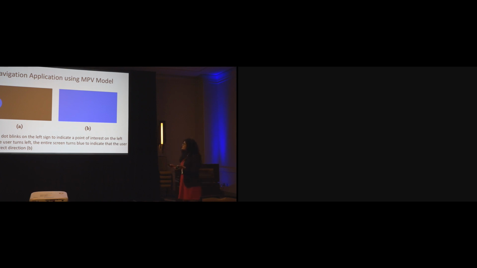We built a very simple app initially using this model because we wanted to see how you can use this model indoors, for places like museums and city parks. As a tourist, if I want to look at more attractions rather than just keep focusing on the screen, either mobile screen or glass screen, that is really not useful. So we made a very simple app where if the blue color blinks on the left side to indicate a point of interest, then you turn left, and once the user turns left, the entire screen turns blue. We conducted a simple experiment to see how it works.